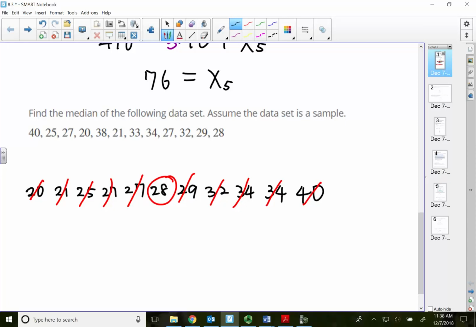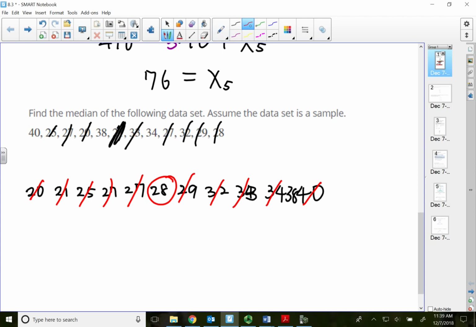By hand, 20, 21, 25, 27, 27, 28, 29, 32, 33, 33. Oh, I left out 38. My fault. I left out 38.